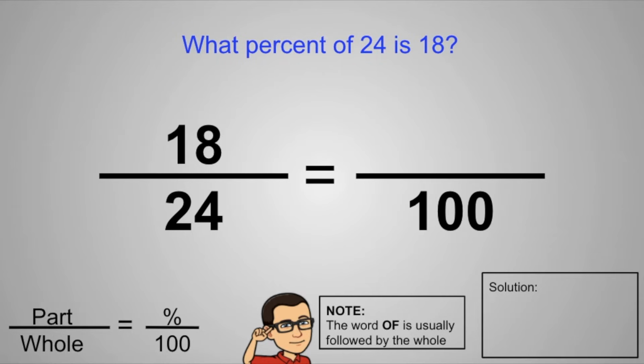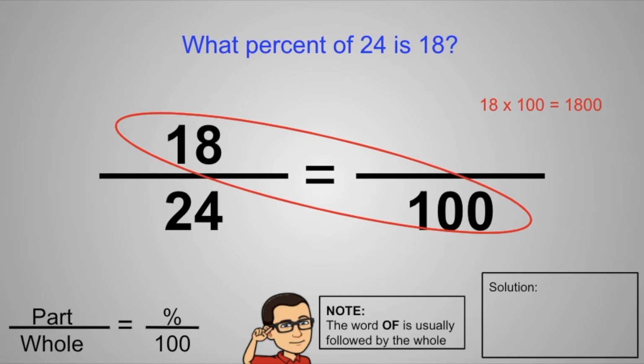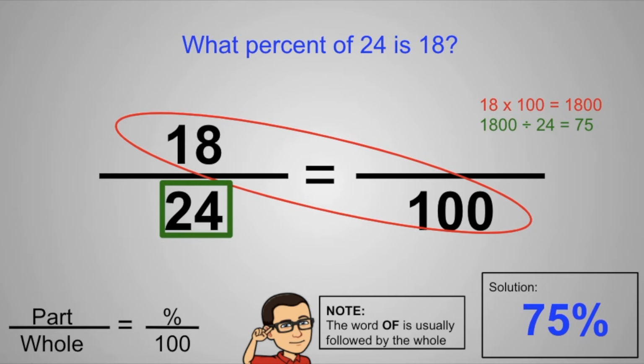When we have all of the spaces filled in except for one, we can use the method cross multiply and divide to find the missing value. So first we cross multiply, or multiply diagonally across the proportion. 18 times 100 equals 1,800. The next step is to divide. 1,800 divided by 24 is equal to 75. So our solution is 75%.